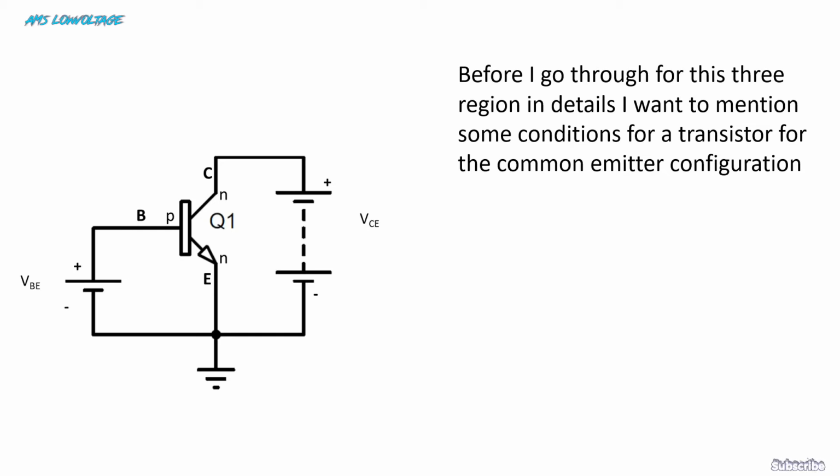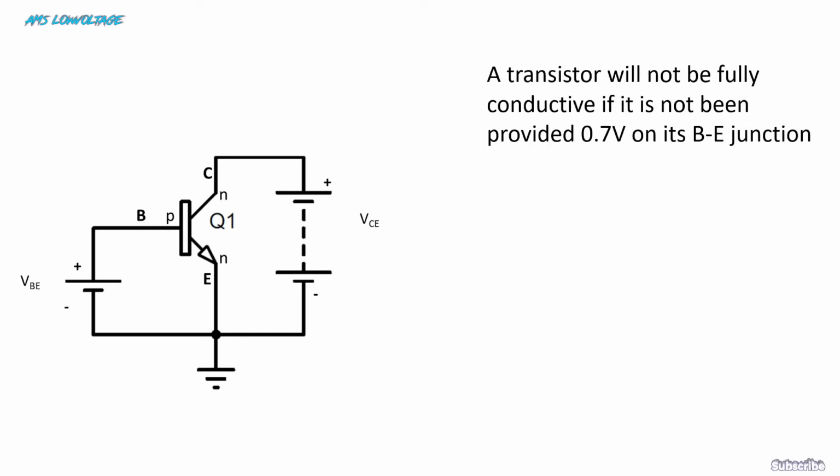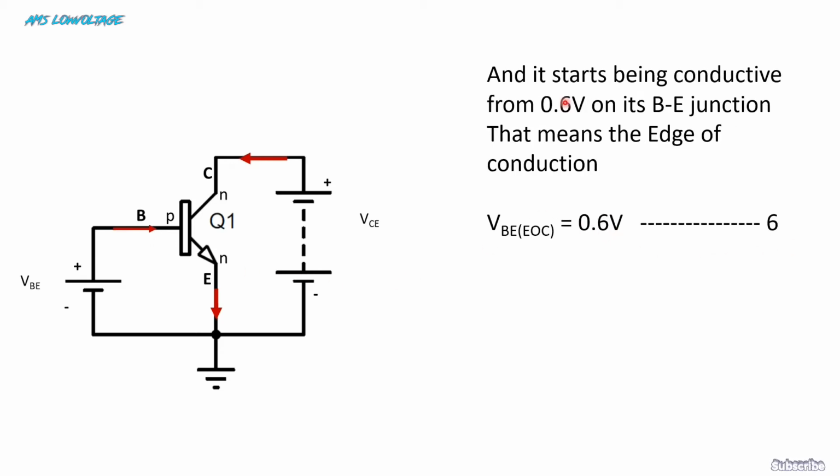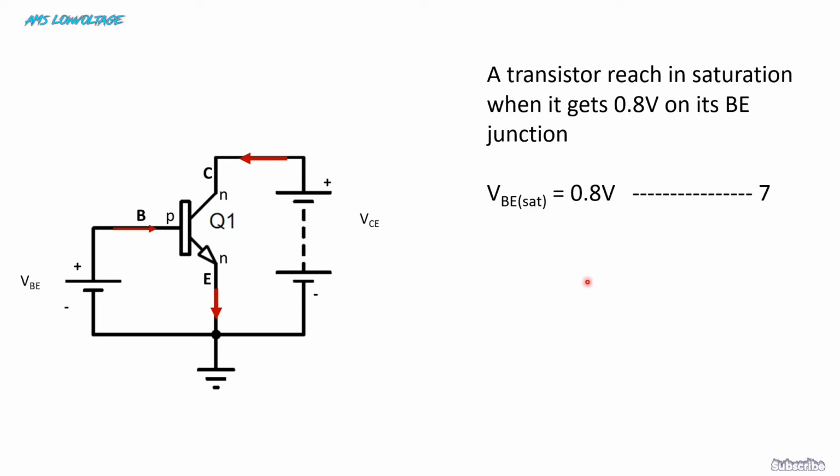Some conditions are: a transistor will not be fully conductive if it is not provided 0.7 volt on its base emitter junction. 0.7 volt means the transistor will be fully conductive. It starts being conductive from 0.6 volt. VBE, the edge of conduction, is equal to 0.6 volt. A transistor reaches saturation when it gets 0.8 volt on its base emitter junction.